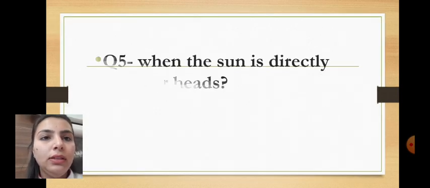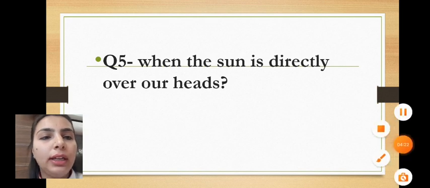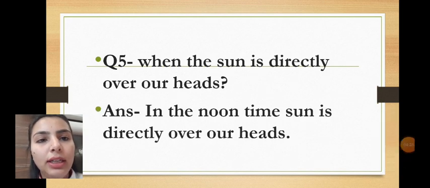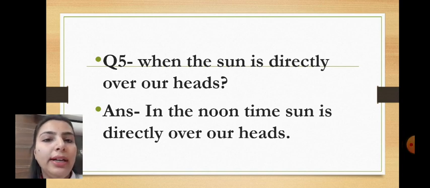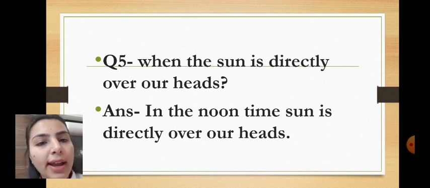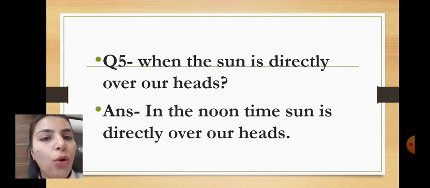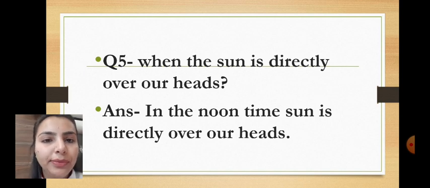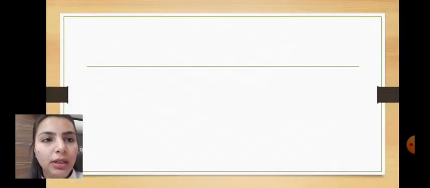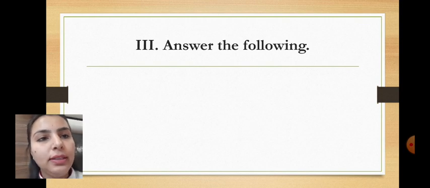Fifth is, when is the sun directly over our heads? Answer is, in the noon time, the sun is directly over our heads. You see the next. Now leave one line and then start another question, which is question number third.